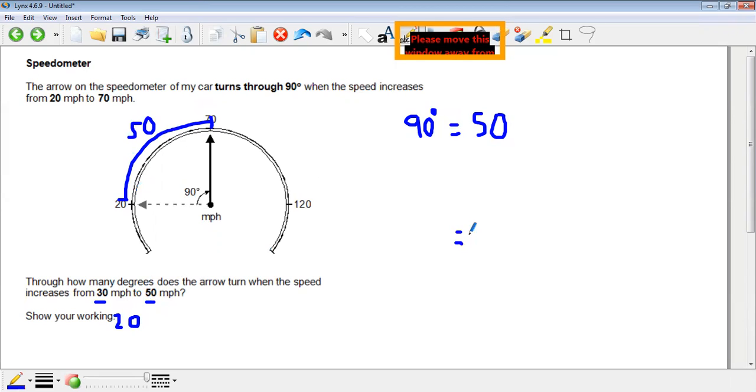So eventually, of this ratio here, we've got to get this 50 to become 20. So what I'm going to do is make this 50 become 10 by dividing by 5, which means it's 18 degrees here because that's 90 divided by 5. And then to get from 10 to 20, it's been doubled. So we double the 18 to make 36.